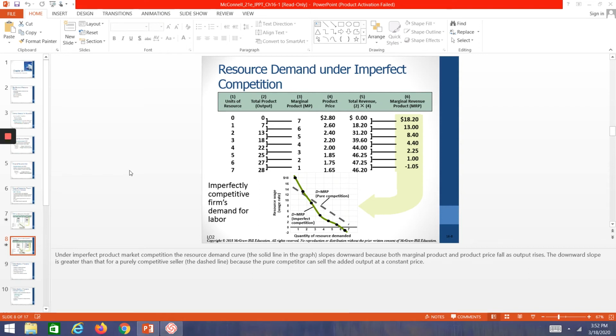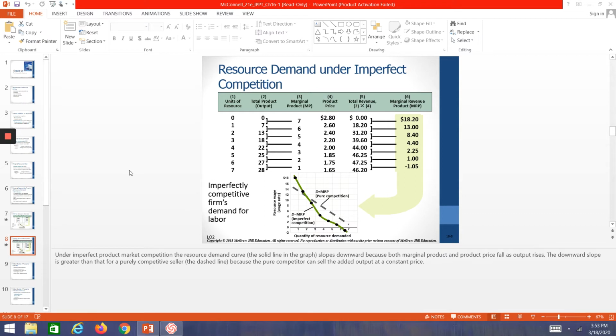Okay, let's try to finish up chapter 16, resource demand. And I think the last video stopped on perfect competition, which is where you have price takers. A cotton farmer doesn't have a choice as to what they can charge. They have to accept the market price.